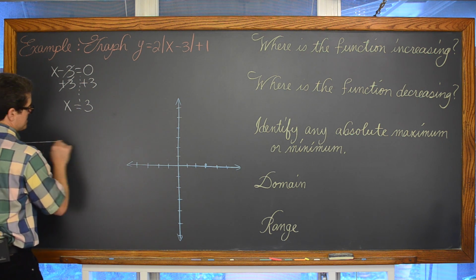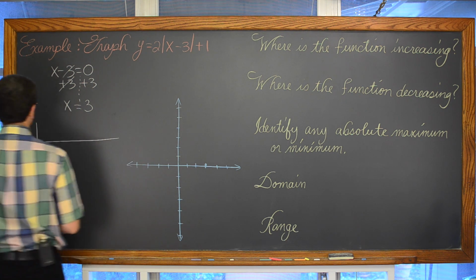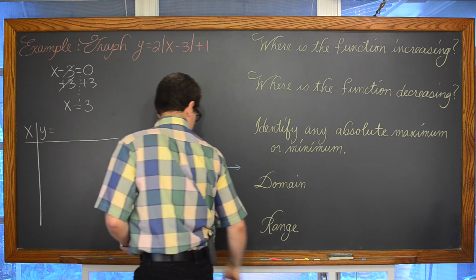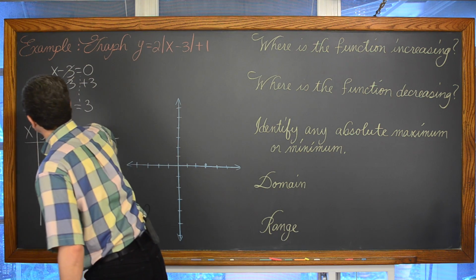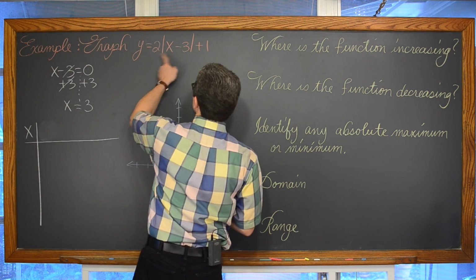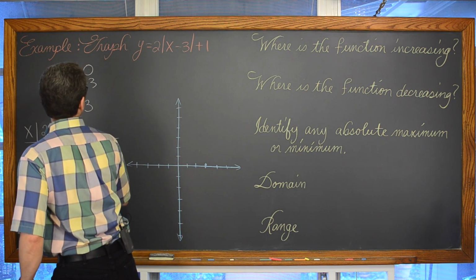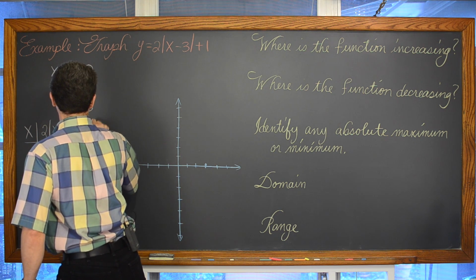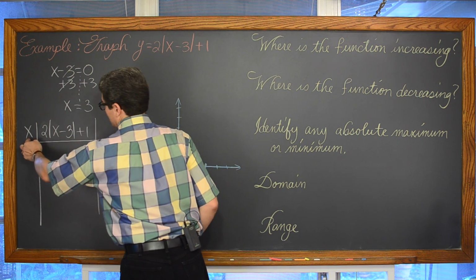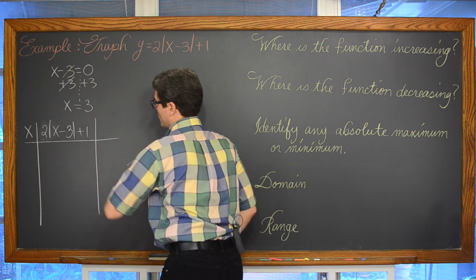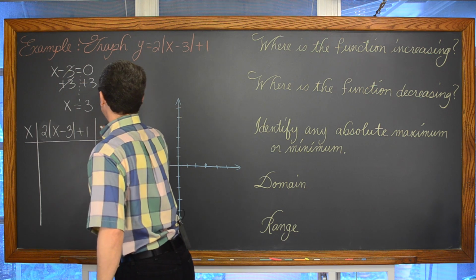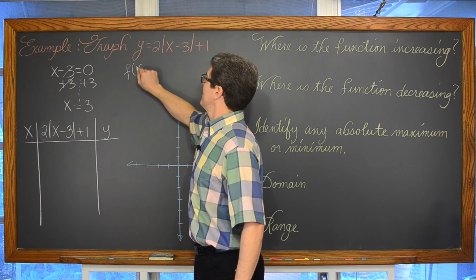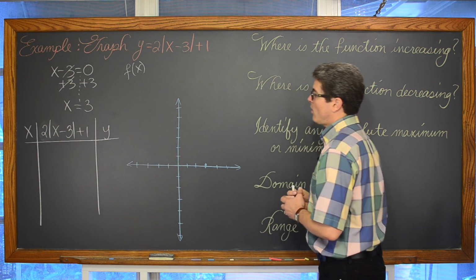So we're going to set up a t-table. X and y is equal to, actually let's do it this way, 2 times the absolute value of x minus 3 plus 1. And when we get done putting our independent variable into our expression, we're going to get the output value, the dependent value of y. And if your book's using function notation, that'll maybe say f of x in place of y.